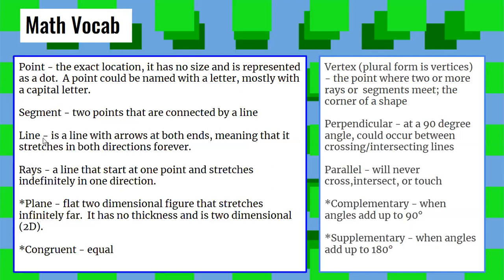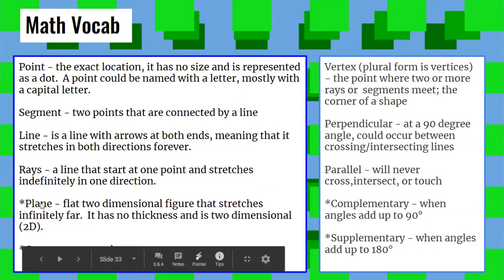Next vocab we got is line. A line is a line with arrows at both ends. So basically it means that this line stretches in both directions forever. Now, in contrary to this, if a line stretches only in one direction, we call that a ray. A ray is a line that starts at one point and then it stretches indefinitely in one direction.